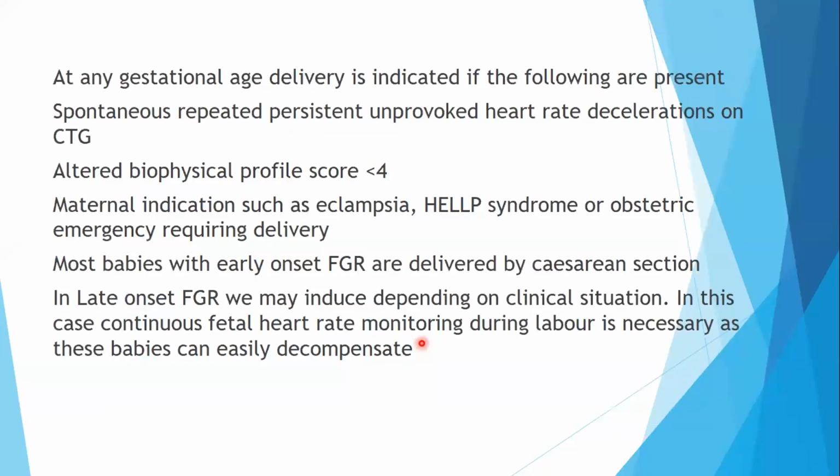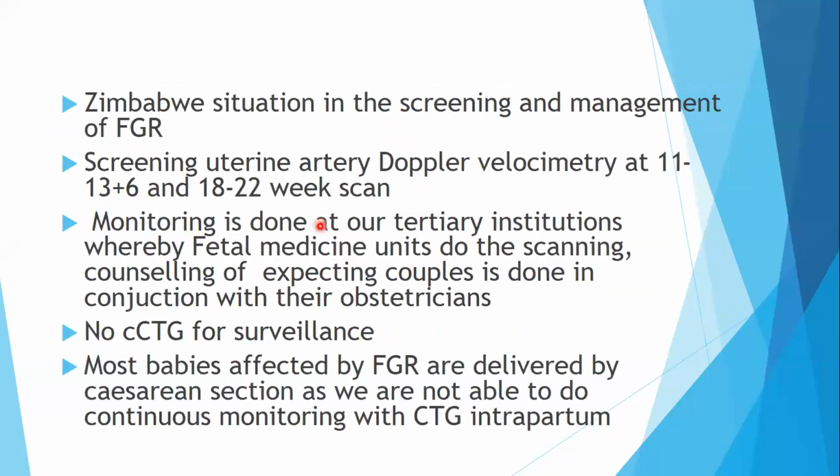Let me hasten to say that at any gestational age, delivery is indicated if the following are present. If there are spontaneous, repeated, persistent, unprovoked heart rate decelerations using CTG, whether computerized or conventional CTG. If the biophysical profile is altered, that is less than 4, then we should deliver. And if there's any maternal indication, such as eclampsia, HELLP syndrome, or an obstetric emergency requiring delivery, such as abruption, then again we should deliver. We don't continue surveillance with the Dopplers.